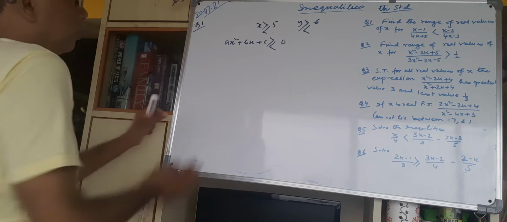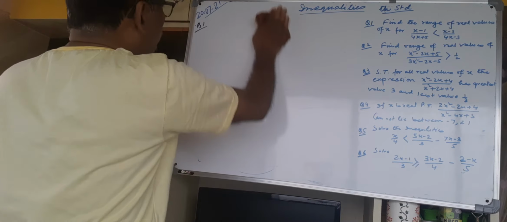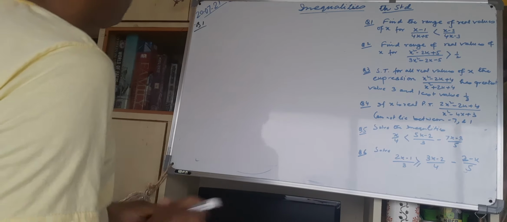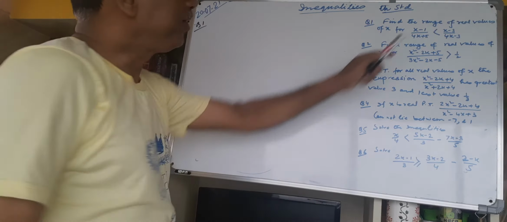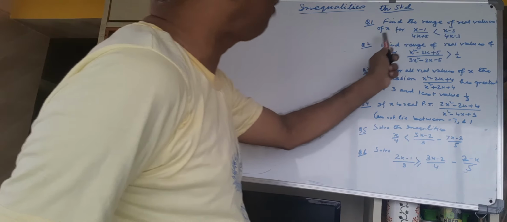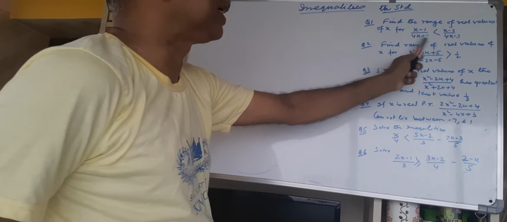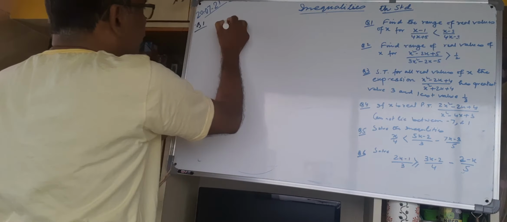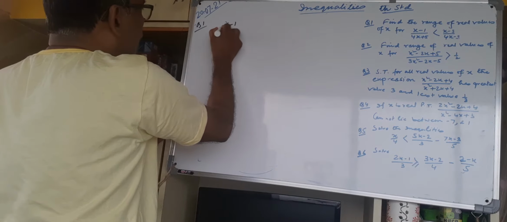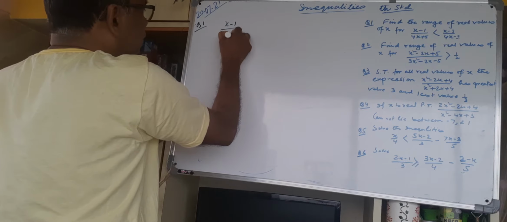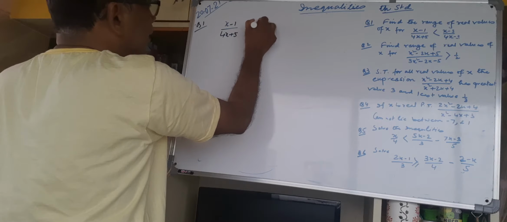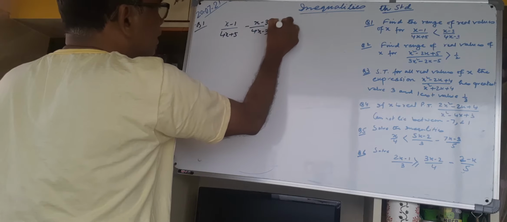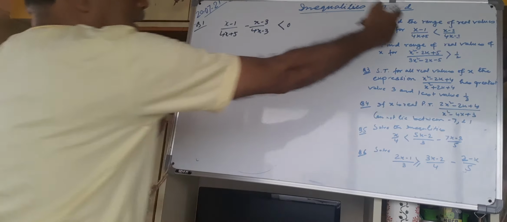Now let's discuss a few sums from this chapter, inequalities. There are 6 questions. Sum number 1 is here. Find the range of real value of x for this expression. Now let us take this left hand side, that is (x minus 1) by (4x plus 5) minus (x minus 3) by (4x minus 3) less than 0. This comes on the left hand side.